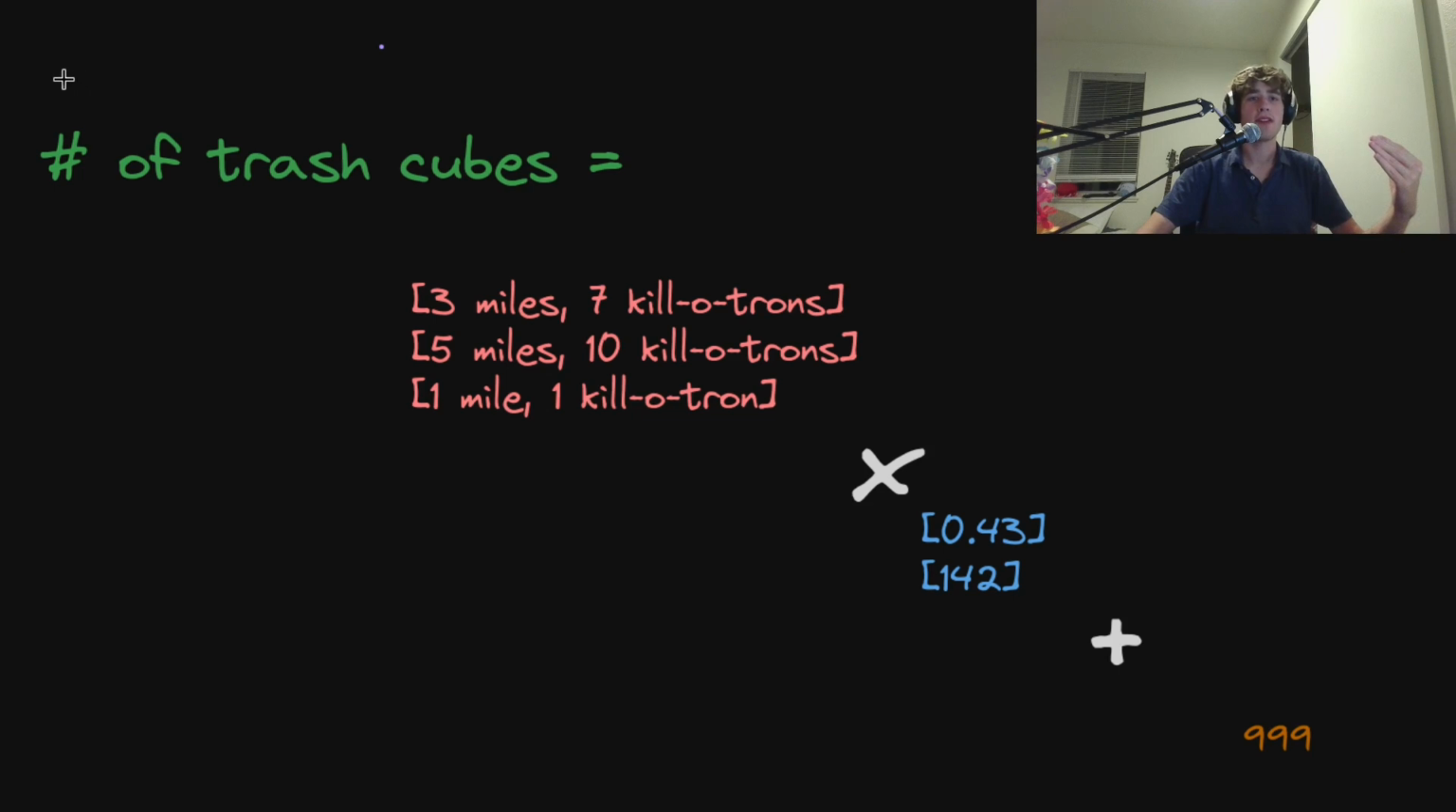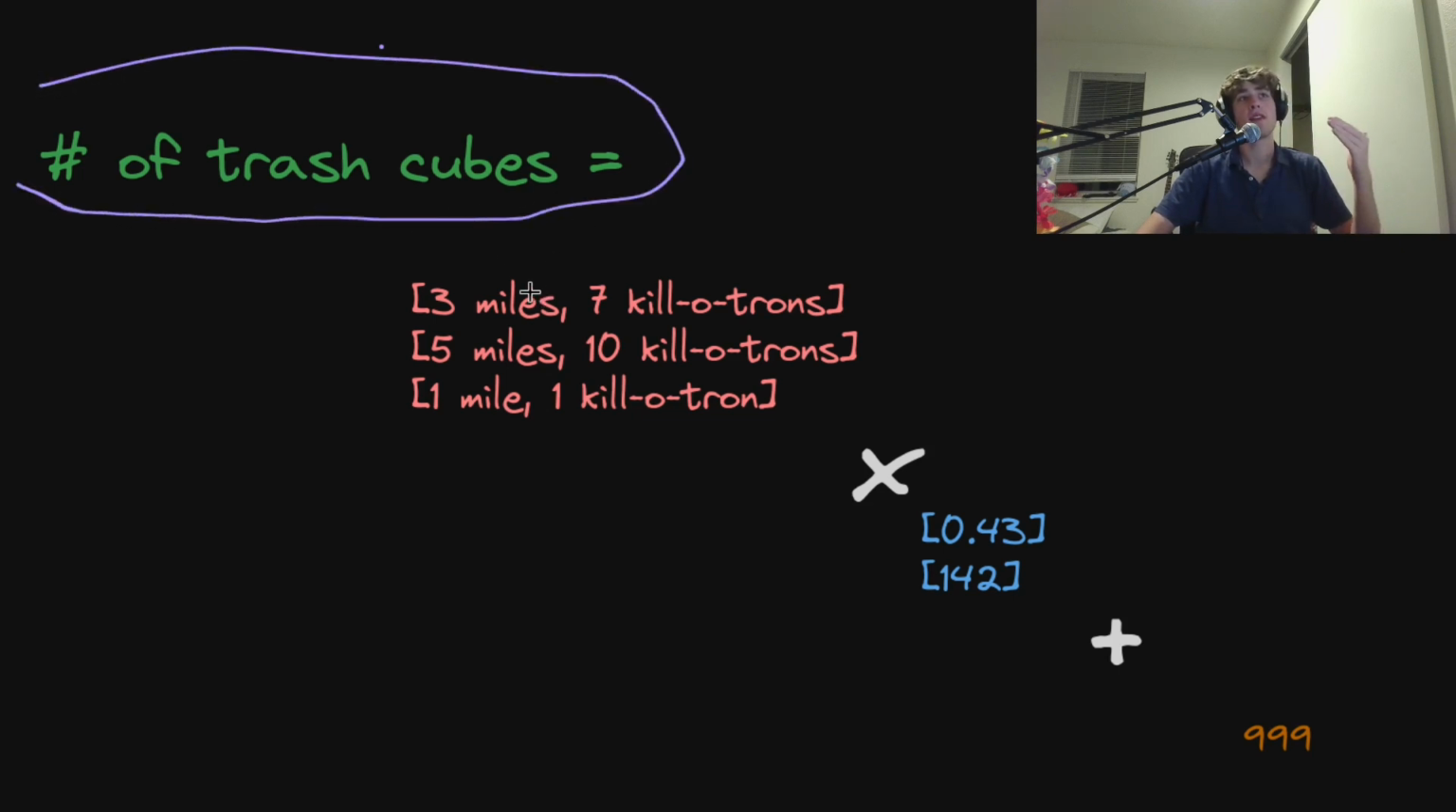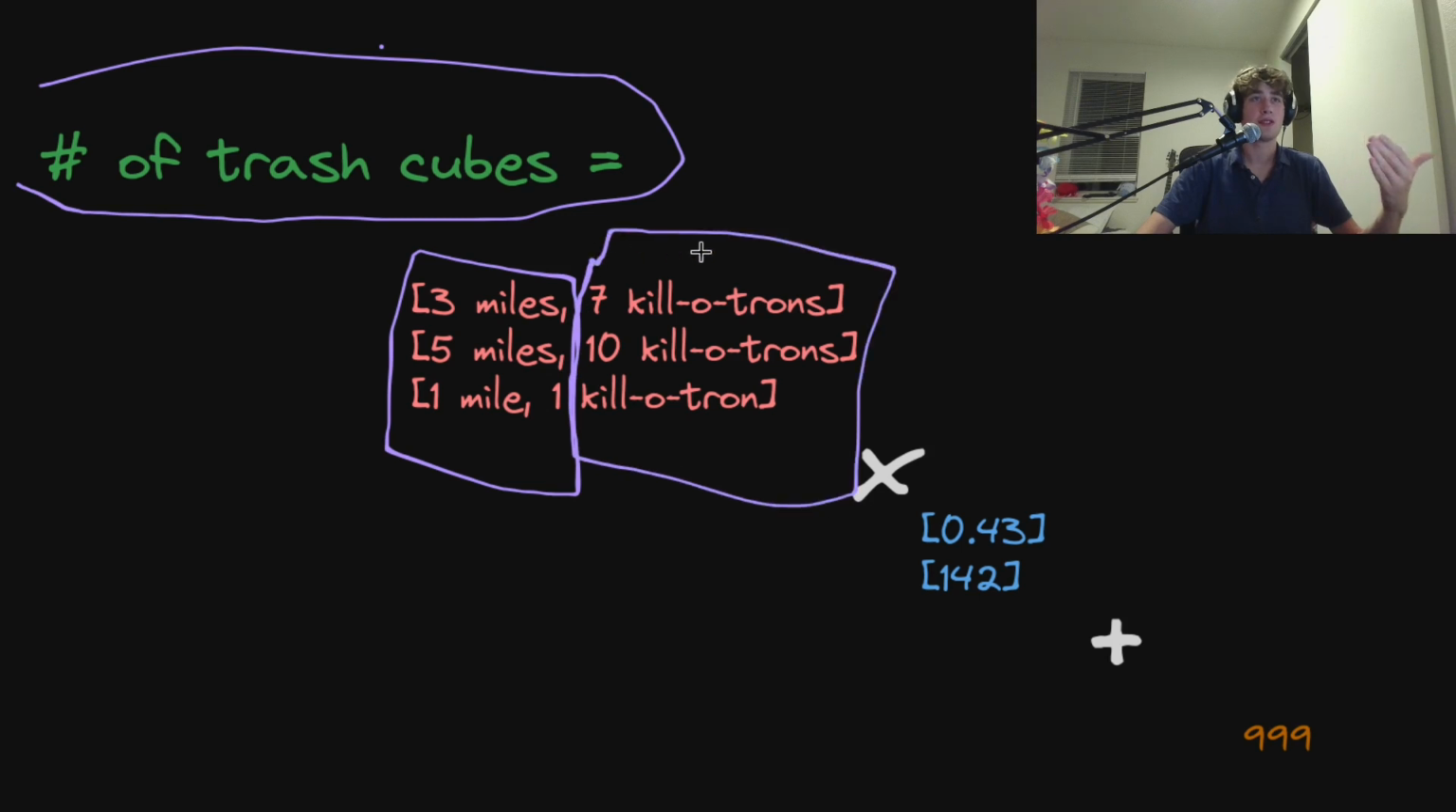So what we basically have here is our prediction, our number of trash cubes, and then we have a tensor. In this tensor, each column corresponds to a feature. So we have our distance in this column, and our number of kilotrons in this column, and that's our features right there. We then multiply that by our weights, which are right here, and then we add our bias.